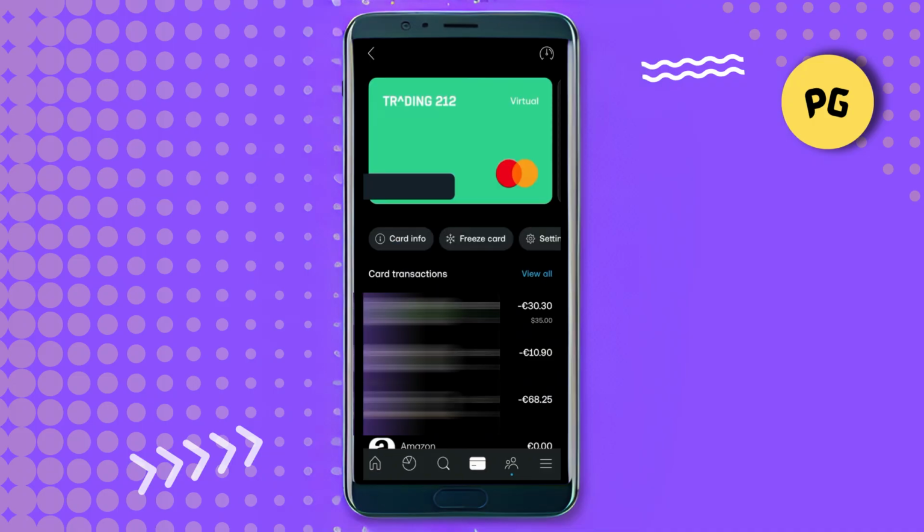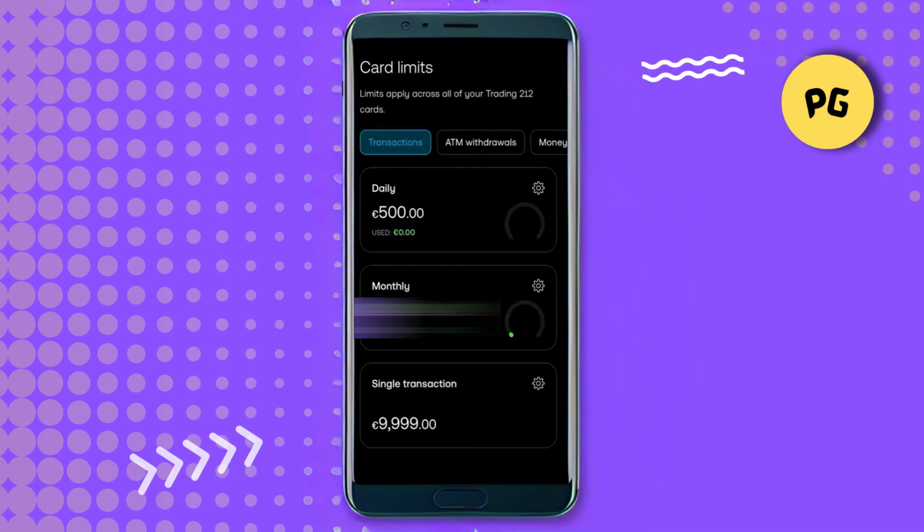Once you've opened the card details, look toward the upper right corner of the screen and find the limit icon. Tap on it to continue. This section is where you can manage the different limits associated with your card. Depending on your account and card, you may see separate limits for card transactions, ATM withdrawals, and money transfers.